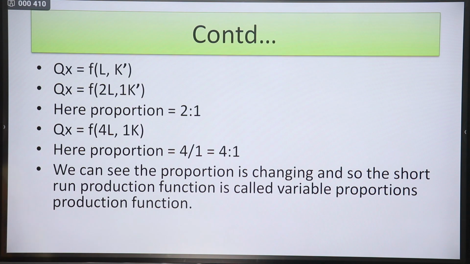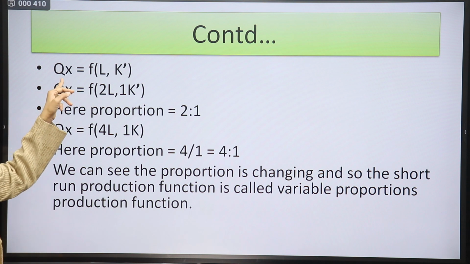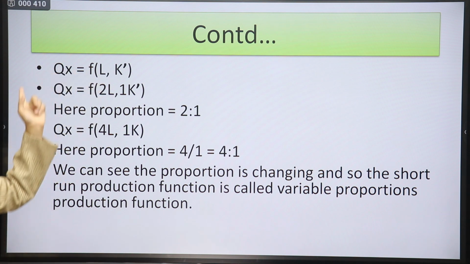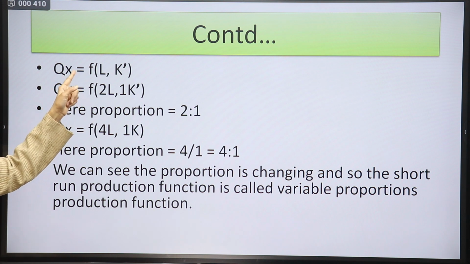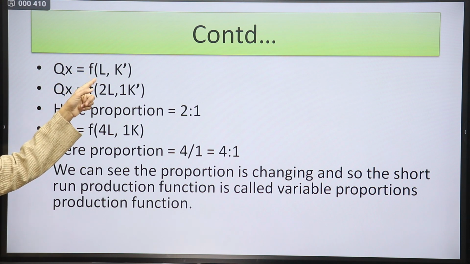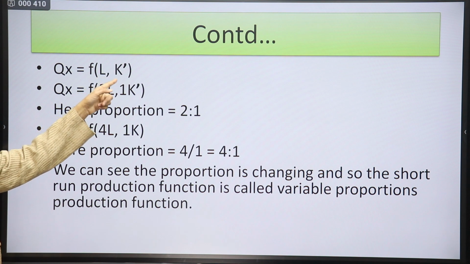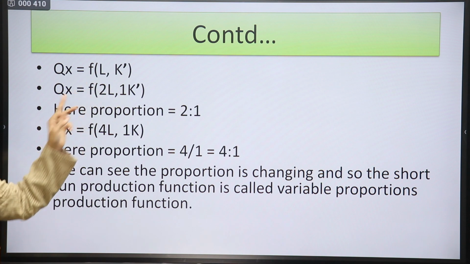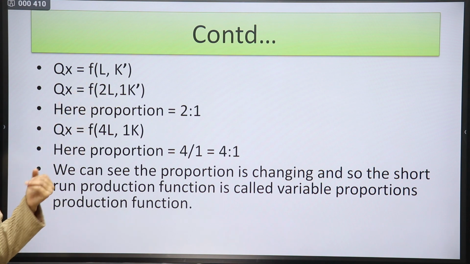Let's see how it changes. Here QX is your quantity of output. This is our production function equation. QX is equal to F, a function of your labor and capital. Why is K dash written here? Because capital is fixed. You can also write K bar. You can put a bar on that. So here capital is fixed and labor is flexible, or it can be changed.